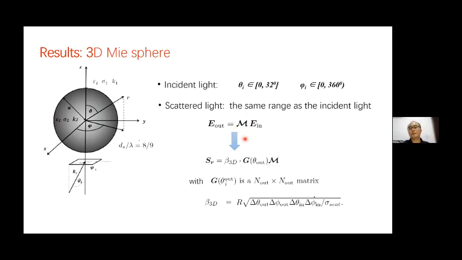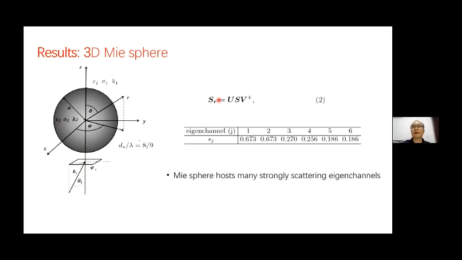And by doing a similar derivation as in the 2D case, we get the power-related scattering matrix, okay? With this matrix, we do singular value decomposition on it, and we get the information of the scattering eigenchannels. So here we consider the frequency of light is 8/9, and we list the eigenvalues in descending order. So you see there are many strongly scattering eigenchannels for this Mie field.